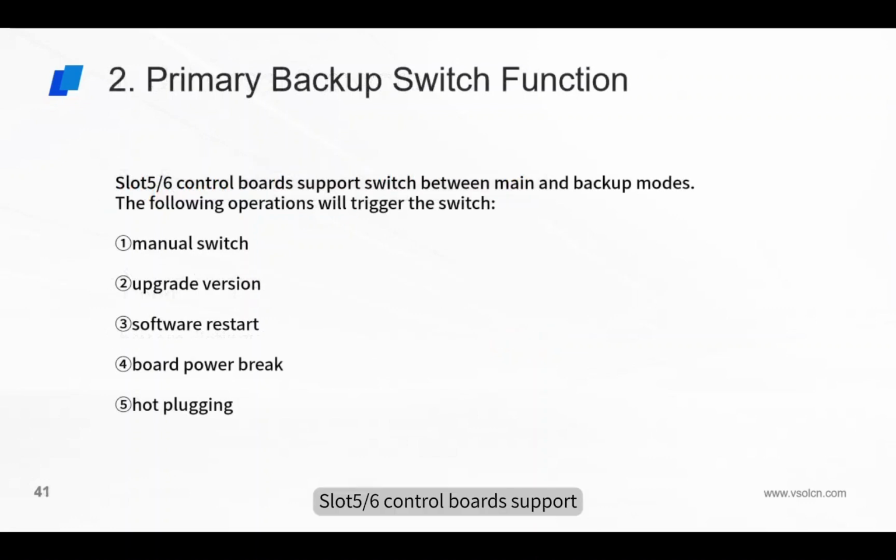Slot 5 or 6 control boards support switching between main and backup modes. The following operations will trigger the switch. First, manual switch. Second, upgrade version. Third, software restart. Fourth, board power break. Fifth, hot plugging.